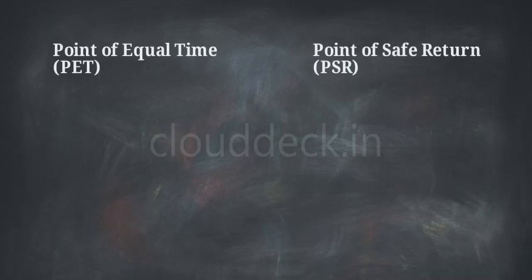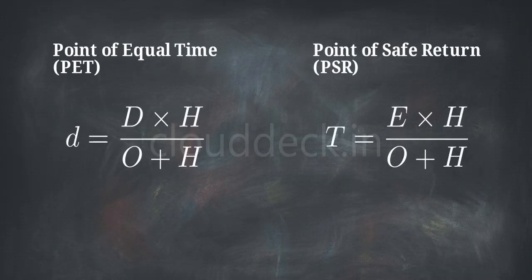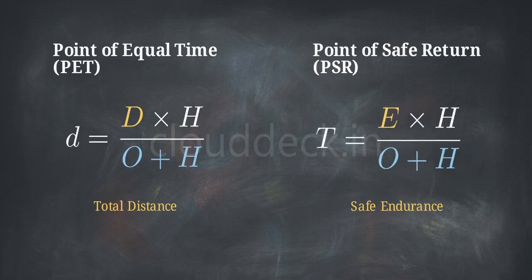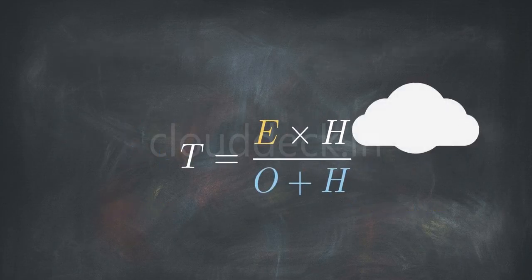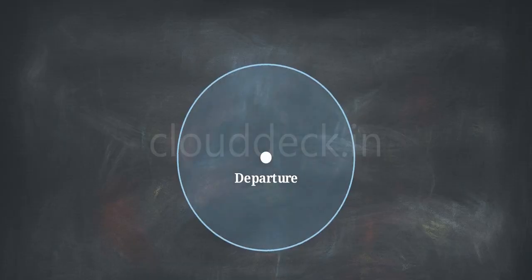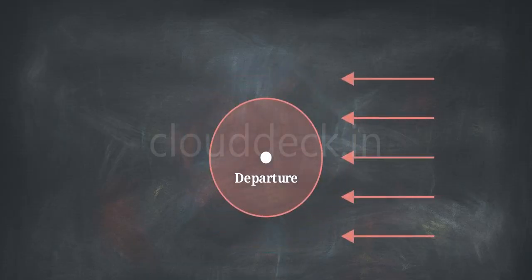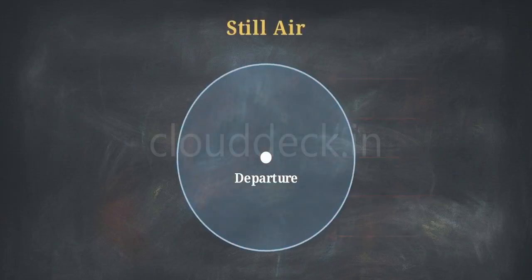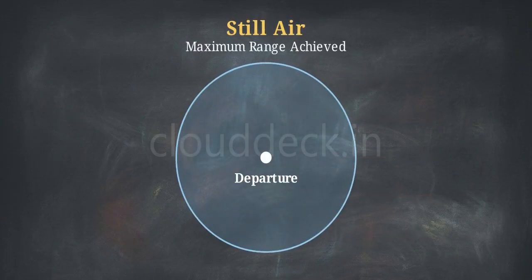While the PET is a balance of minutes, the point of safe return, or PSR, tracks your fuel limits. Look at these 2 formulas side by side. The structure is nearly identical, but the focus shifts from total distance to safe fuel endurance. Unlike the PET, any wind component acts as a penalty here. Whether you have a headwind or a tailwind outbound, the effective wind reduces the distance to the PSR. You will always achieve your maximum geographic range in still air.